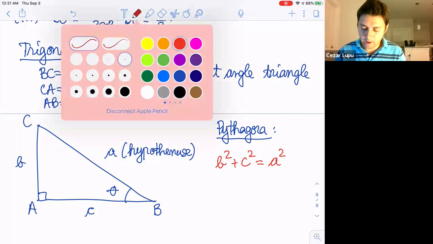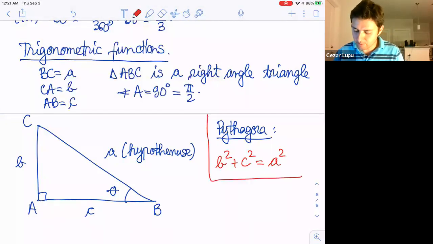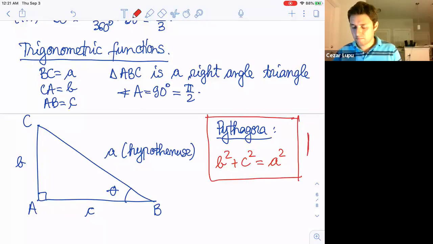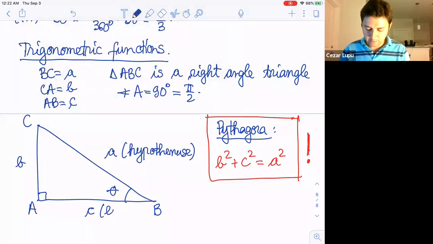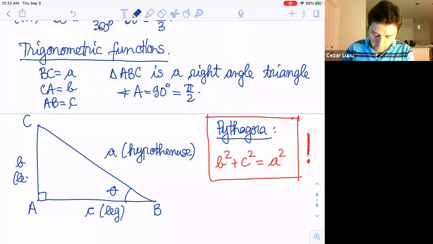So this is the Pythagoras theorem. Let's keep this in mind. This is the most important theorem. We will use it over and over again, especially when we talk about derivatives, about rates of change and everything like that. We'll use this. So it's a must for you in this class. Okay, this is the hypotenuse, and these guys are legs. Let's say this is a leg, and again, this is a leg.